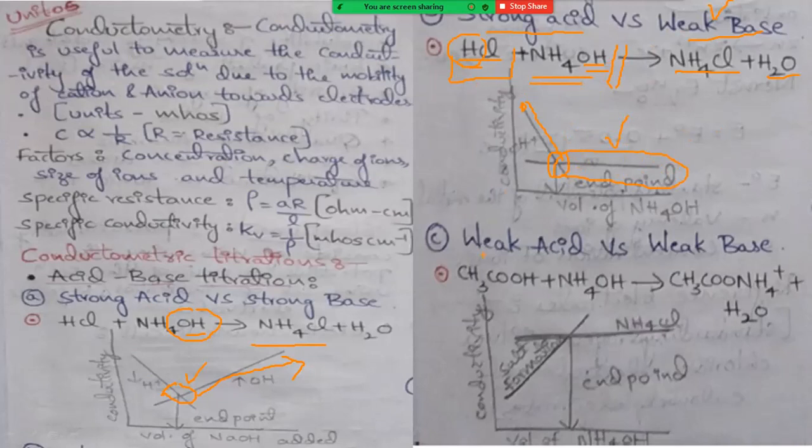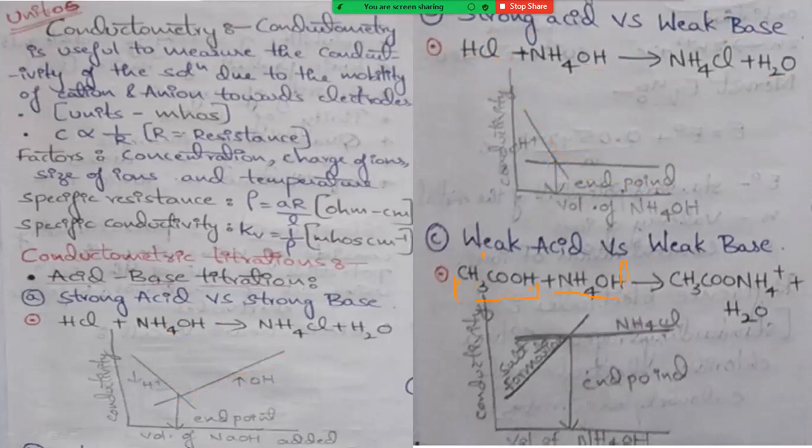And the next one is weak acid versus weak base. Here the weak acid is acetic acid, CH3COOH, which is taken in the conical flask, and the weak base is ammonium hydroxide, which is taken in the burette.